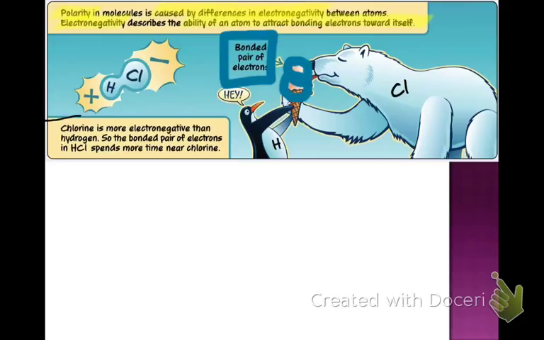Down here it says chlorine is more electronegative than hydrogen, so the bonded pair of electrons in HCl spends more time near chlorine. So chlorine's value, we can look that up on table S, and see that its value is higher than that of hydrogen. So there's more electrons going towards chlorine. This diagram over here shows us the partial charges, and they should show partial charges because hydrogen's not completely positive, chlorine's not completely negative, but they're partially negative and partially positive.